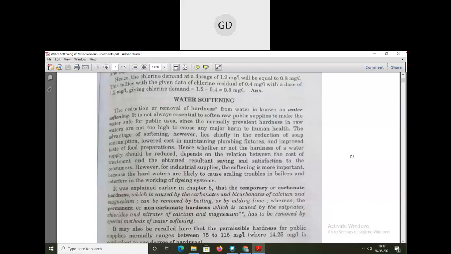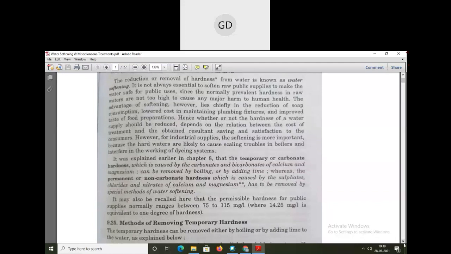What is written is that it is not always essential to soften raw public supplies to make the water safe for public use, since the normally prevalent hardness in water is tolerable. For industrial supplies, however, softening is very important, because hard waters may cause scaling troubles in boilers, and may also interfere in the working of dyeing systems. So how do we remove temporary hardness and permanent hardness?